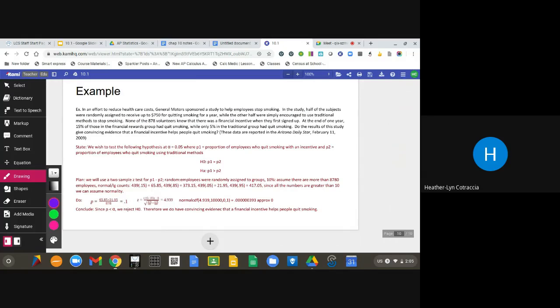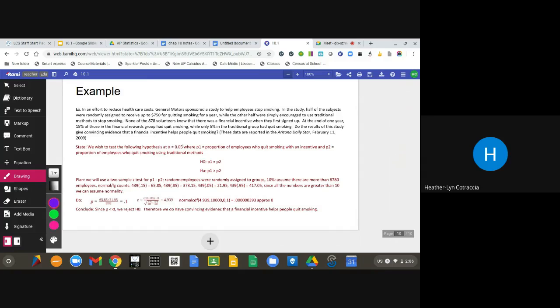Last example. This one is the same type of example. This is to help employees stop smoking. Half of the subjects were given an incentive, while others were just encouraged to use traditional methods. They had 878 volunteers who were randomly assigned to one of the groups. 15% of the group that got the financial rewards had quit smoking, while only 5% in the traditional group had quit smoking. So we want to know if we have convincing evidence that the financial incentive helps people to stop smoking. So state, we wish to test the following.